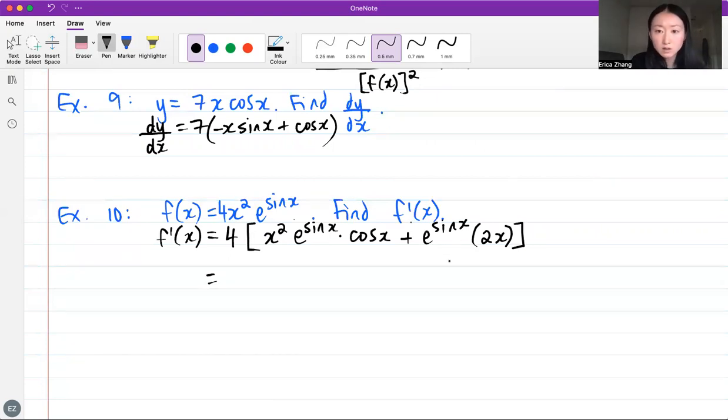Okay, we can clean this up a bit. So we have, we can take out x as a common factor, as well as e to the power of sine x, leaving us with x cosine x plus 2.